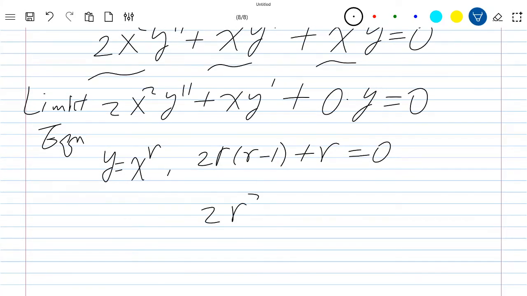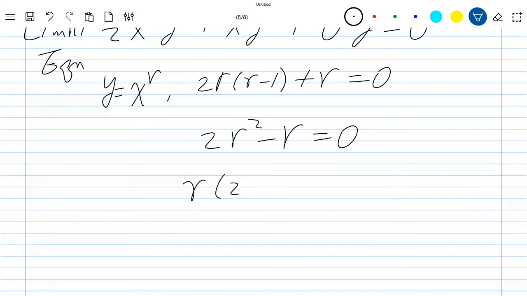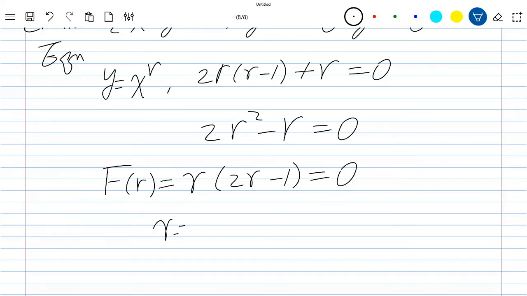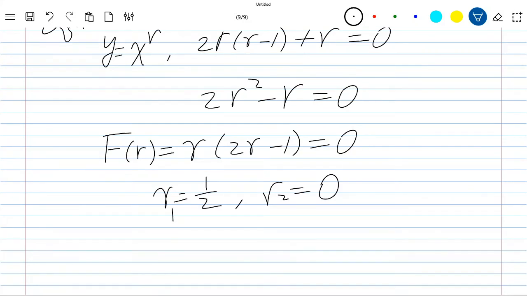Okay, so we have 2r squared minus 2r plus r, so this equals 0. So you have r and then 2r minus 1. Then this will be called f of r, and 2r minus 1. So then r1 equals the larger solution, which is 1/2, and r2 would be the smaller one, which is 0. So you have y1 corresponds to r1, y2 corresponds to r2.